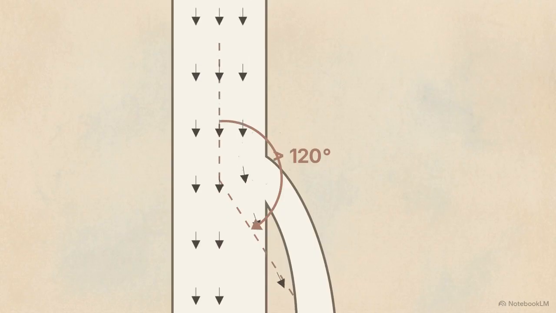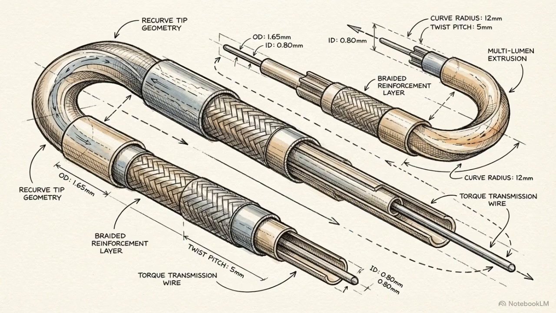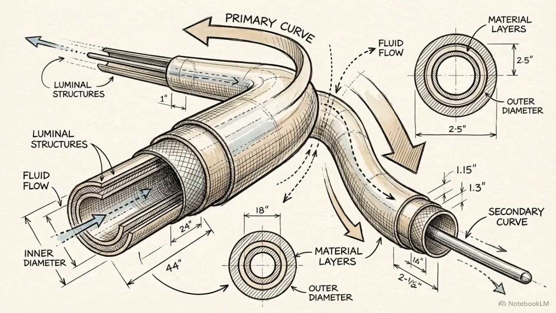Vessels like the celiac or the inferior mesenteric artery branch off at angles greater than 120 degrees, pointing sharply downward and away from the direction of blood flow. These targets require a recurve catheter, such as the Simmons or the renal double curve. These tools are unique because they feature a primary curve going in one direction, immediately followed by a secondary curve pointing the exact opposite way.